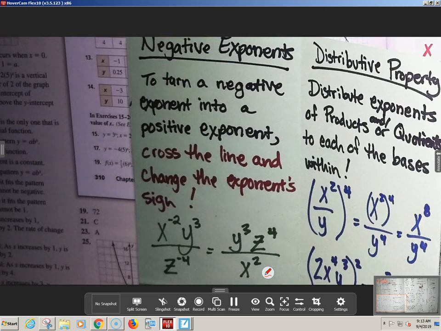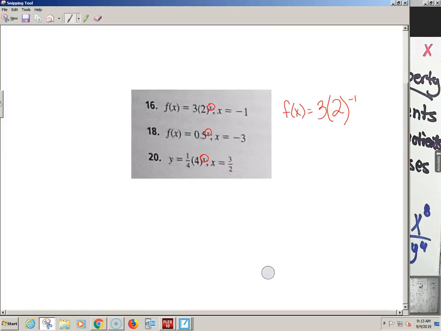Now, as we're looking here, though, how could we make 2 into a fraction to cross the line? It'd be 2 over what? 1. So couldn't we have made this into 3 times 2 over 1 to the negative 1? Wouldn't that have put the 2 in the denominator, and then the 1 up top? Now careful, it's not 3 and a half. It's not a mixed number. It's 3 times a half.